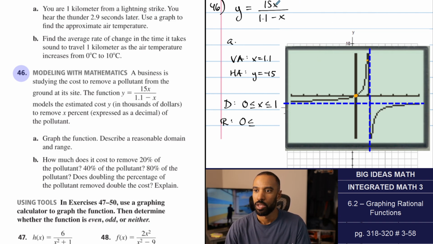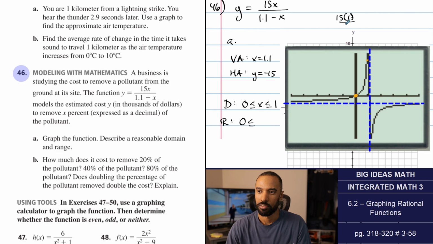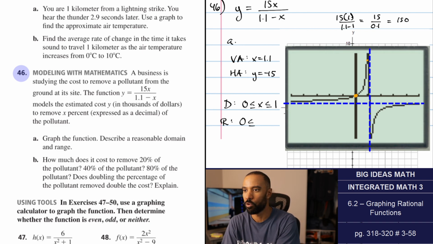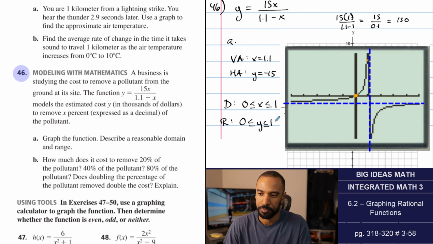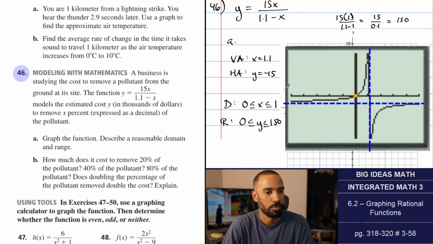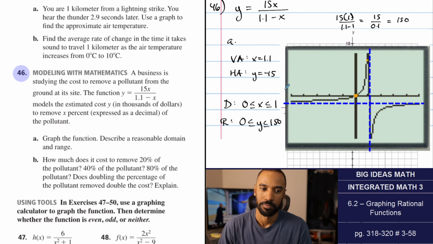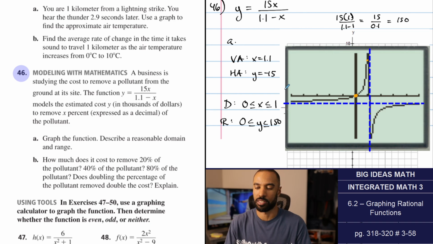We got to substitute it, though. 15 times 1 divided by 1.1 minus 1. That's 15 over 0.1. Oh, that's 150. Never mind. So we go to 150 for y. So y goes from 0 to 150. Sorry, we can spend as much as $150,000 or as little as $0. I think that's my domain and range. That's what I'm going to go with there.